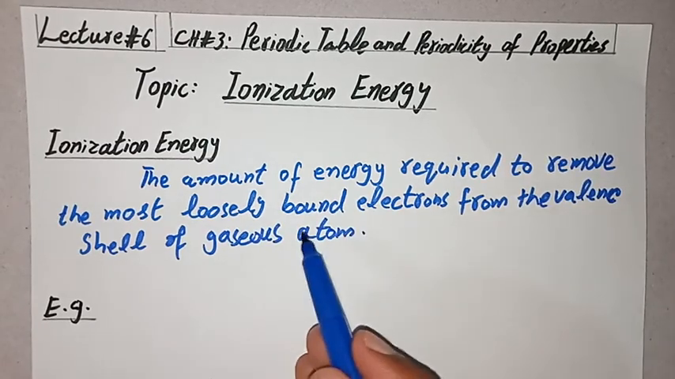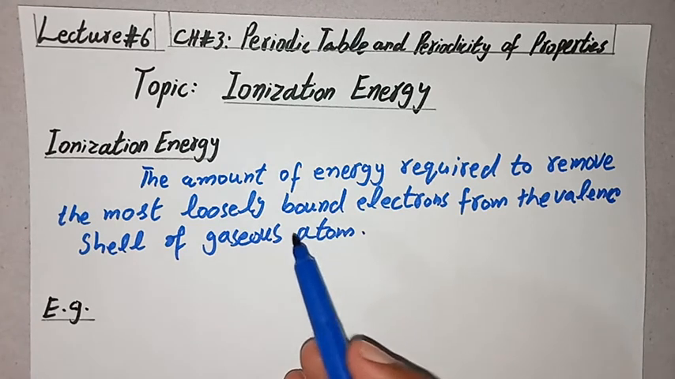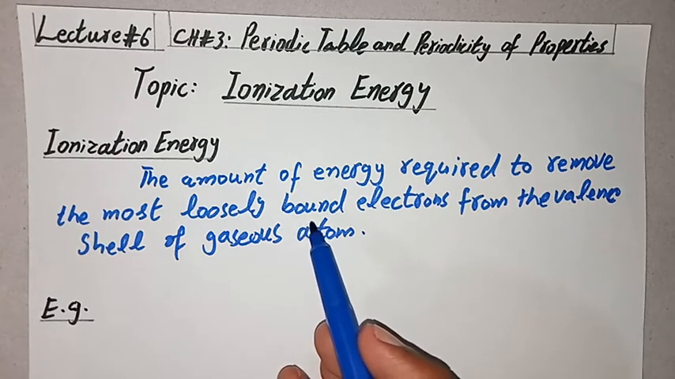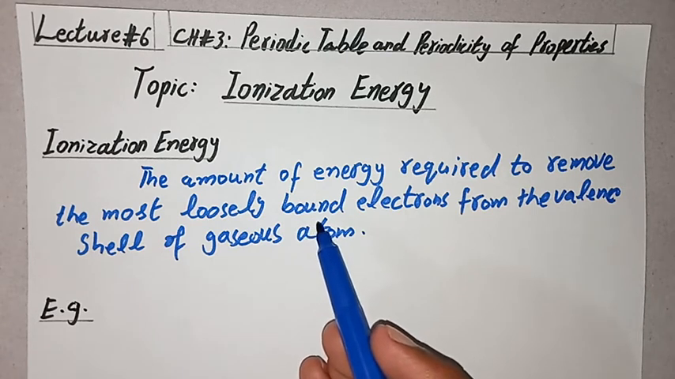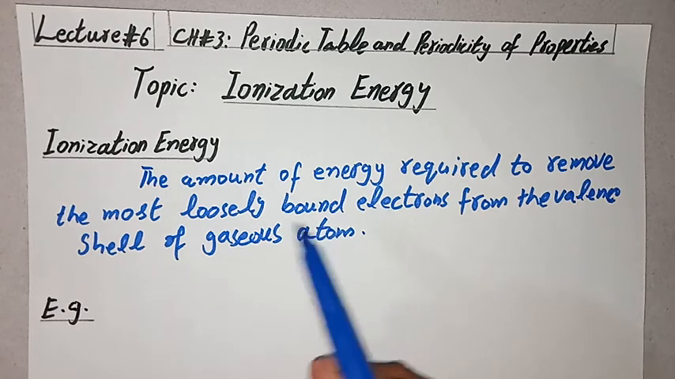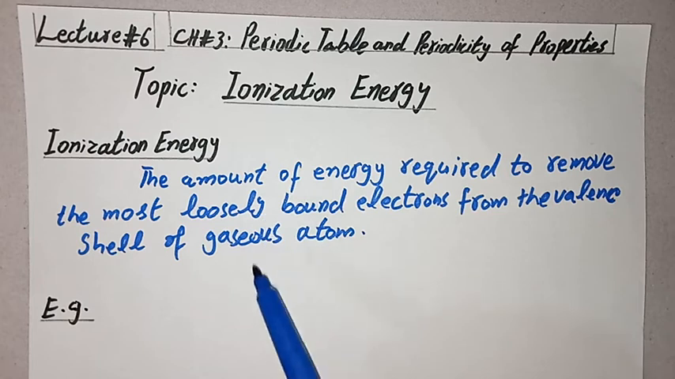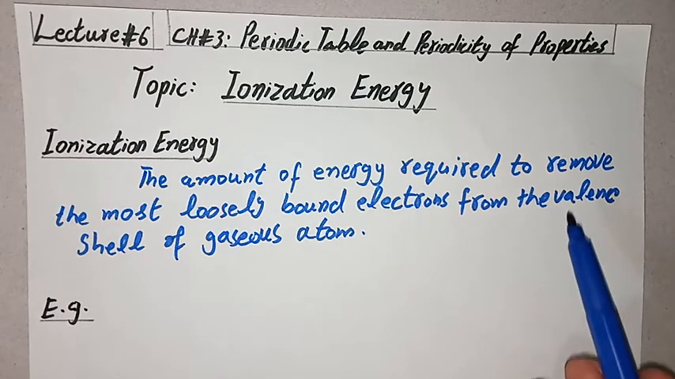So the ionization energy is simply the amount of energy that is required to remove the most loosely bound electron. That is to say, the electron present in the valence shell is the most loosely bound. So if we want to remove it, we need an amount of energy. That required energy will be called ionization energy. But this electron is removed from a gaseous atom, and from the valence shell of the gaseous atom.